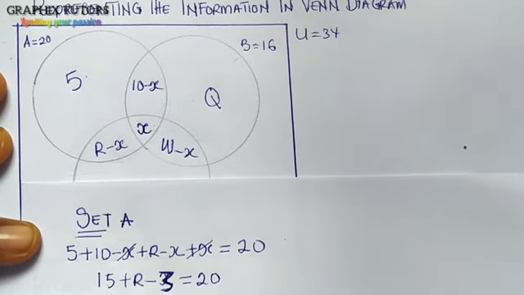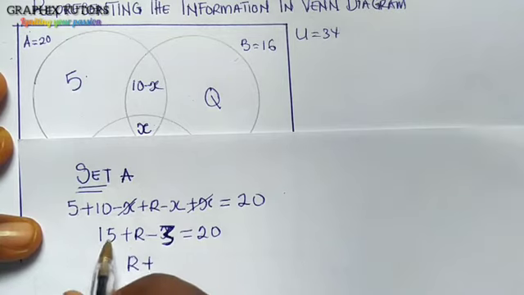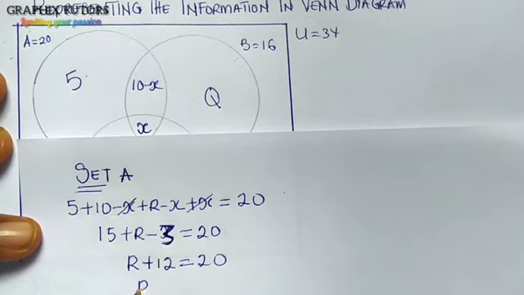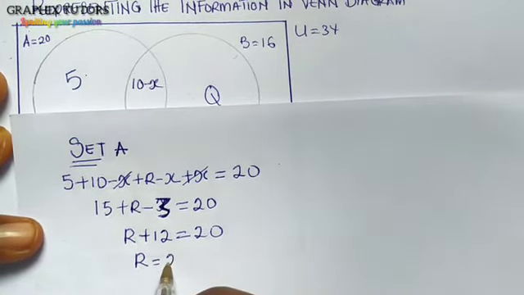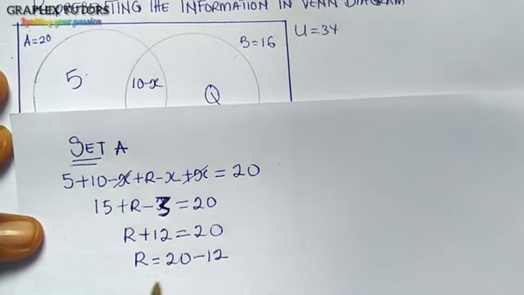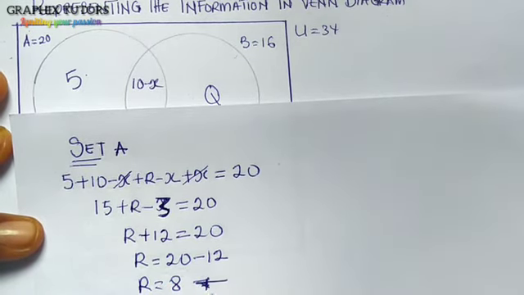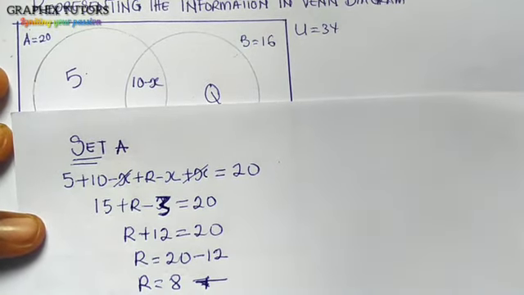So 15 minus 3 will give me arrow plus what? Arrow plus 12, because 15 minus 3 is 12. That will give us what? 20. So my arrow here will be giving us 20 minus 12. So it means that arrow is what? Is 8. So don't forget this guy. My arrow is 8, right? That is for set A. Then we'll go for the next one.